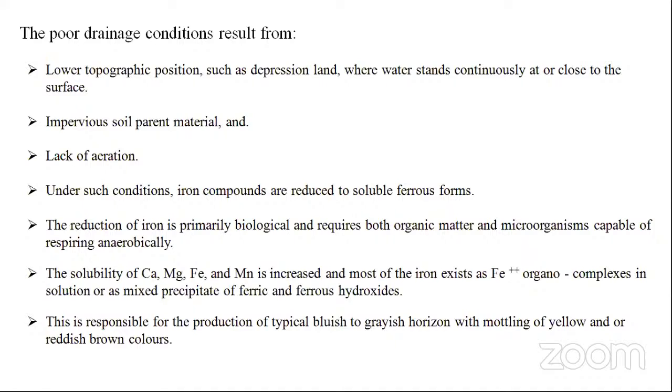So mostly all these conditions lead to the formation of iron complexes with organic compounds, and we can see some mixed precipitates of ferric and ferrous components, and biological consumption of this iron, primarily by microorganisms anaerobically. All these conditions lead to the formation of a bluish to grayish horizon with a mottling of yellow color or reddish brown color.